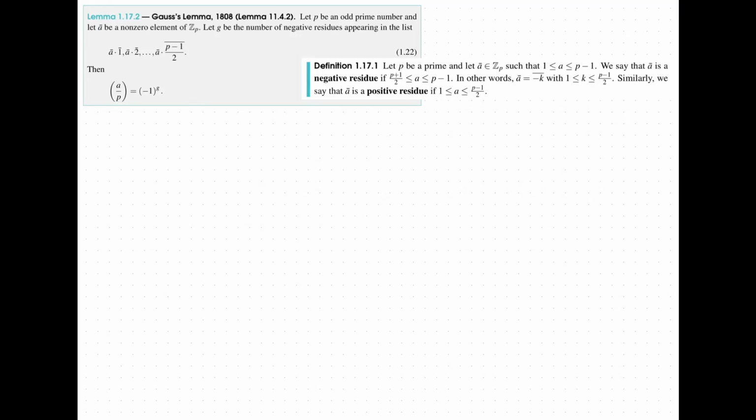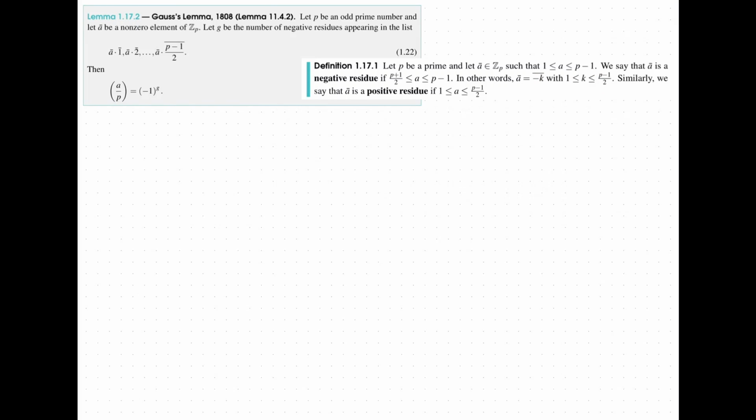And so here we have P is prime, we have A bar as an element of the integers modulo P, that is non-zero mod P, and we have it being between 1 and P minus 1. Then we say that A bar is a negative residue if we have that A is between P plus 1 over 2 and P minus 1. So in other words, A bar is equal to negative K bar for some K between 1 and P minus 1 over 2.